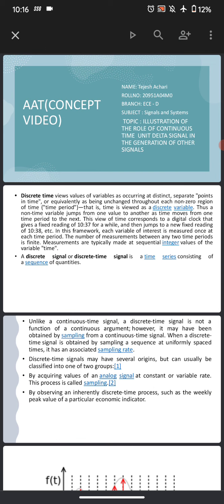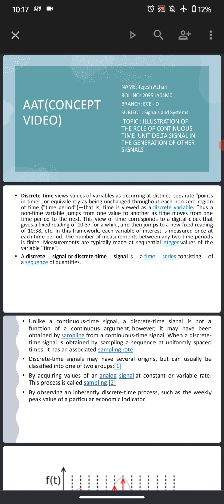Discrete time views values of variables as occurring at distinct separate points in time, or equivalently as being unchanged throughout each non-zero region of time period. That is, time is viewed as a discrete variable. Thus, a non-time variable jumps from one value to another as time moves from one time period to the next. This view of time corresponds to a digital clock that gives a fixed reading of 10:37 for a while and then jumps to a new fixed reading of 10:38, etc.